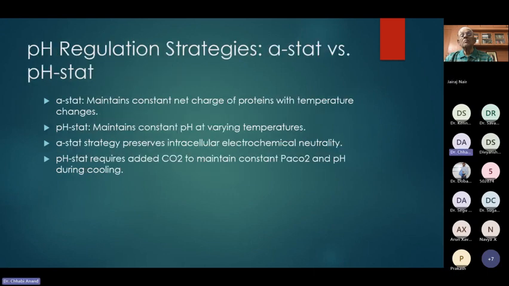pH regulation strategies, alpha stat versus pH stat. Alpha stat maintains constant net charge of proteins with temperature changes. pH stat maintains constant pH at varying temperature. Alpha stat strategy preserves intracellular electrochemical neutrality. pH stat requires added carbon dioxide to maintain constant PaCO2 and pH during cooling.